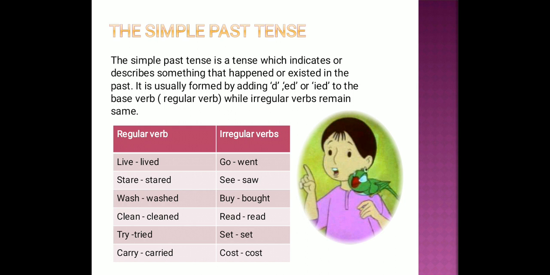In the irregular verbs, that doesn't happen. Sometimes the verb changes a little bit, sometimes it changes completely, or sometimes it remains the same. For example, the verb go becomes went. It changed completely. See becomes saw, and say, cost remain the same. They do not change.